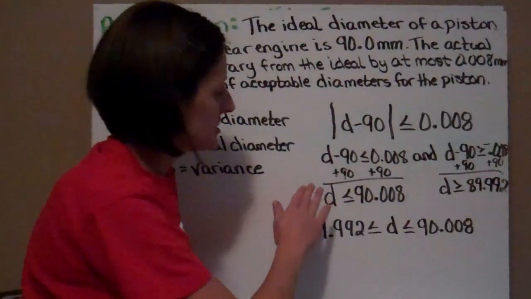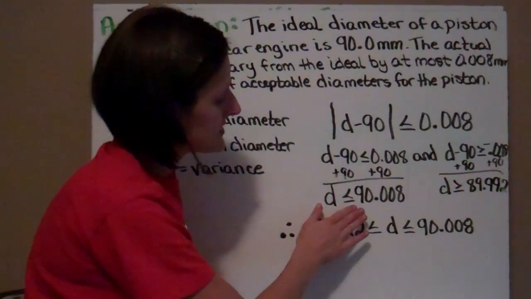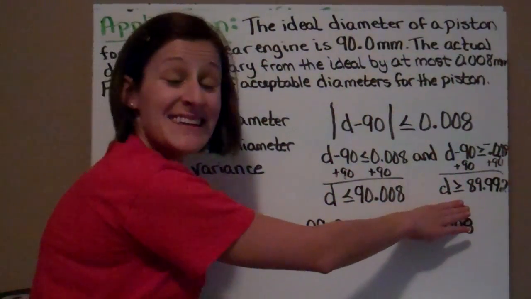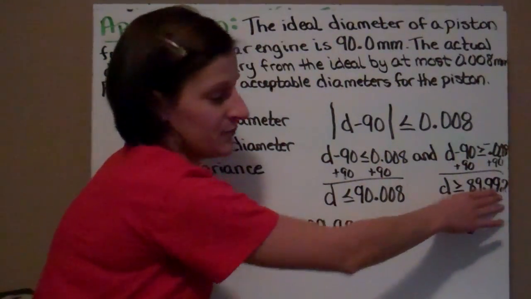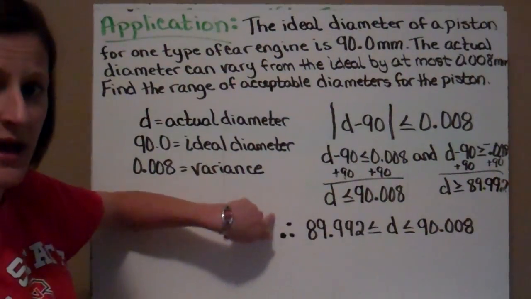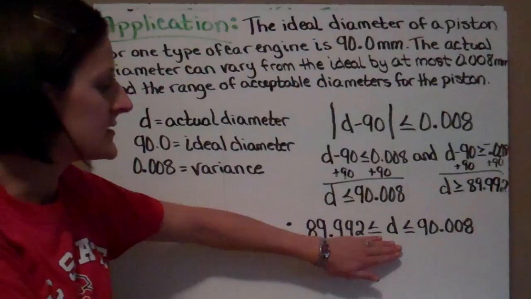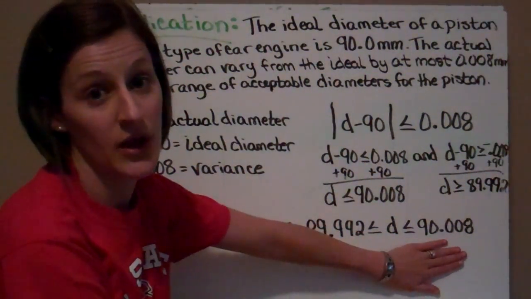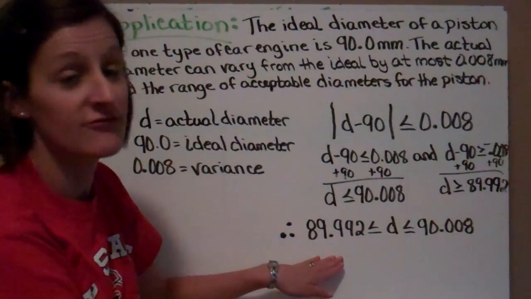Now, when I solve each one of these, I'm going to add 90 to both sides. So this one I get D is less than or equal to 90.008, and this one I'm going to get D is greater than or equal to 89.992. So basically, therefore, that's what these 3 dots stand for. 89.992 is less than or equal to D, which is less than or equal to 90.008. And this is the range of diameters I can have for my piston.